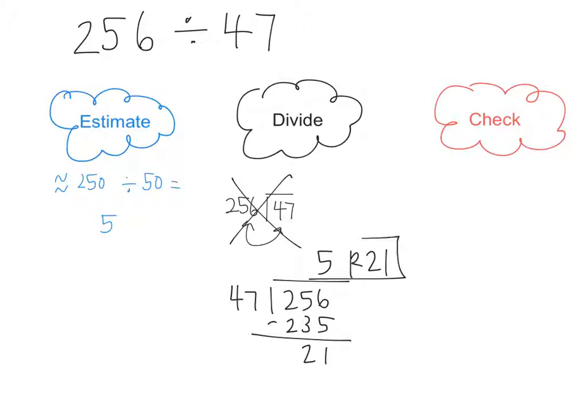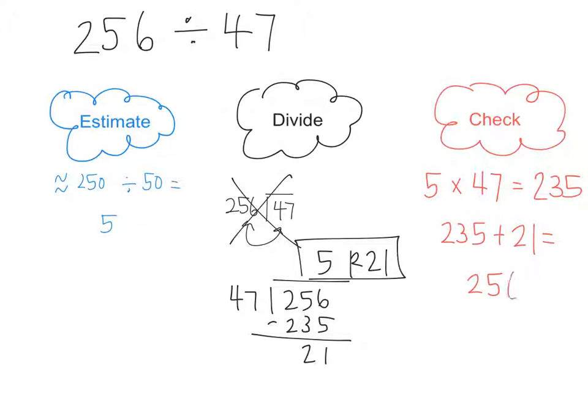But just to feel even better that 5 remainder 21 is our actual answer, let's check our work. We can multiply our answer, our quotient, 5, times our divisor, 47, and we already did that, so we know that that's 235. And we can add our remainder to that total, 235 plus 21. What's 235 plus 21? 256. So do we feel confident that that's our whole? Yes. Awesome.